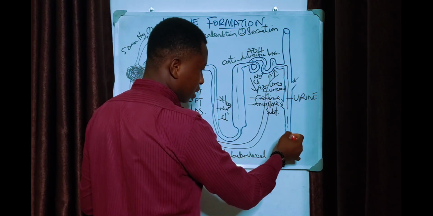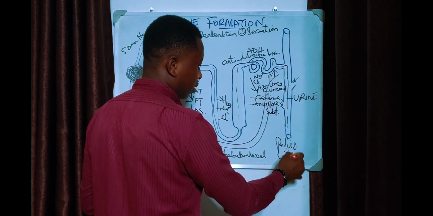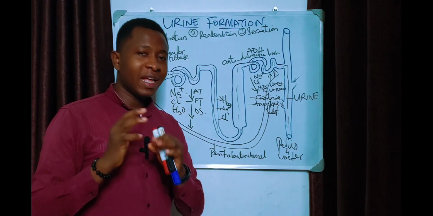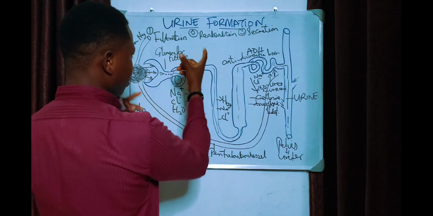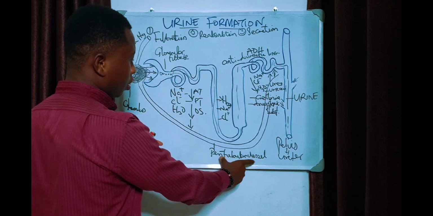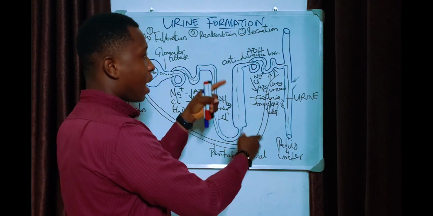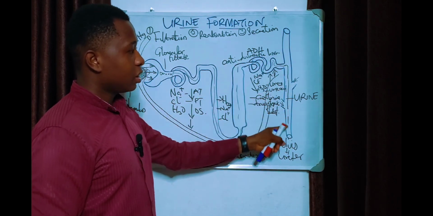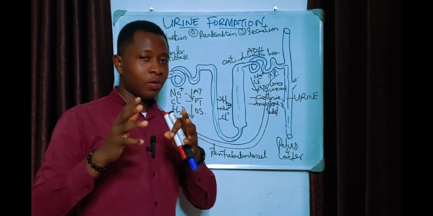And it is passed into the pelvis and to the ureter, right? So this is how urine is formed in the body. From filtration to reabsorption, you have some substances moving from the nephron into the peritubular vessel, and secretion, some substances moving from the peritubular vessel back into the nephron and expelled into the collecting duct as urine. Okay, so this is how urine is formed. Thank you and see you in my next video.